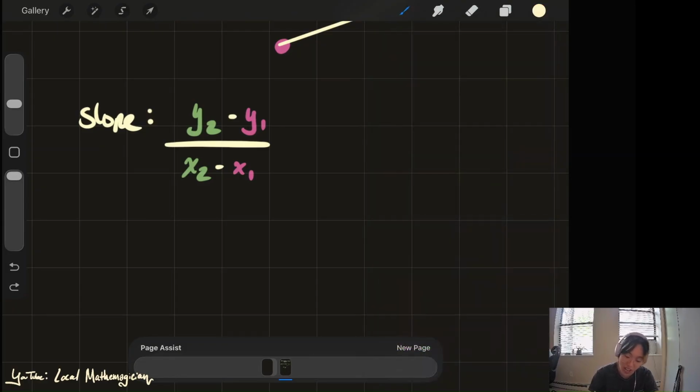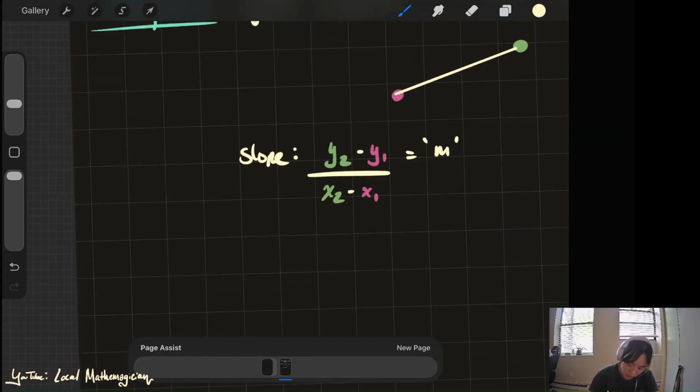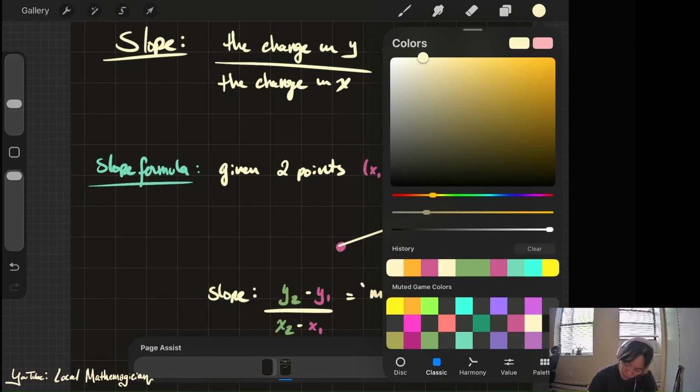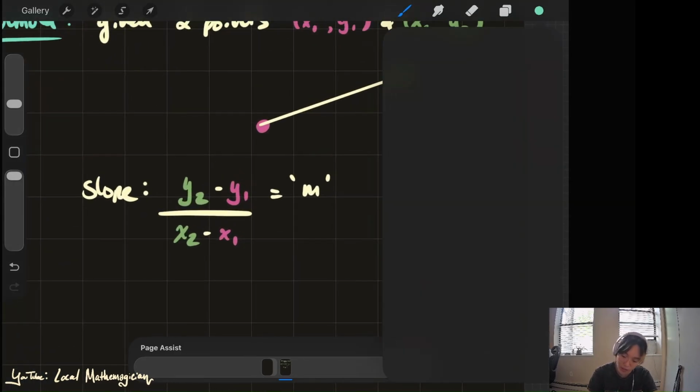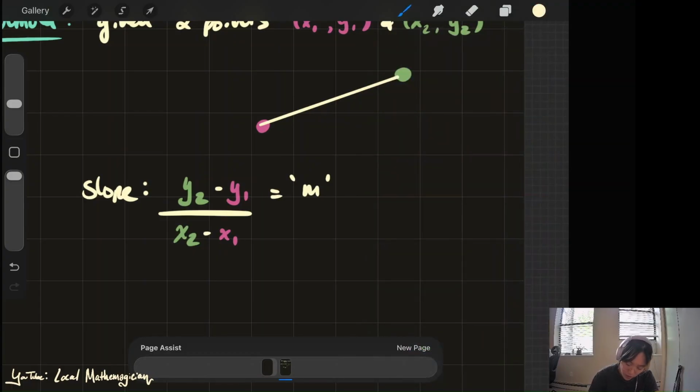And this is also called m, okay? So the shorthand for slope is also called m, okay? And again, right, we talked about how this is a ratio of the change in y divided by change in x, and you're going to find that it makes perfect sense.